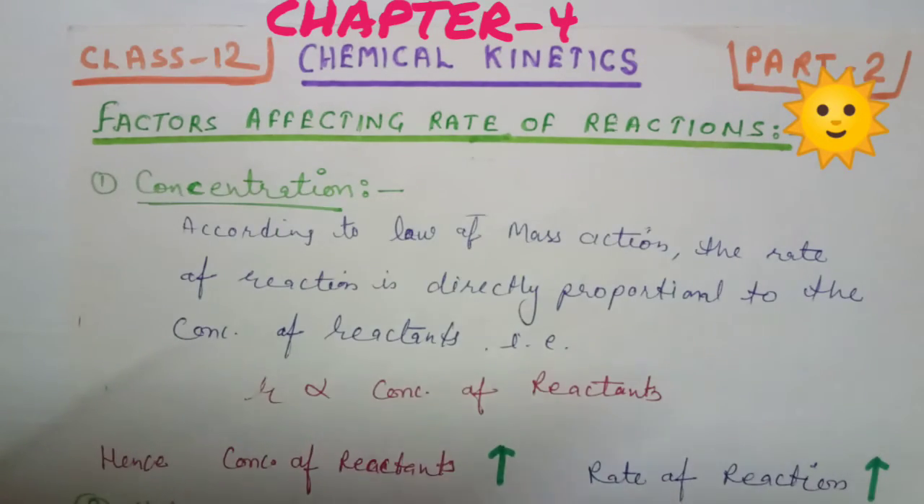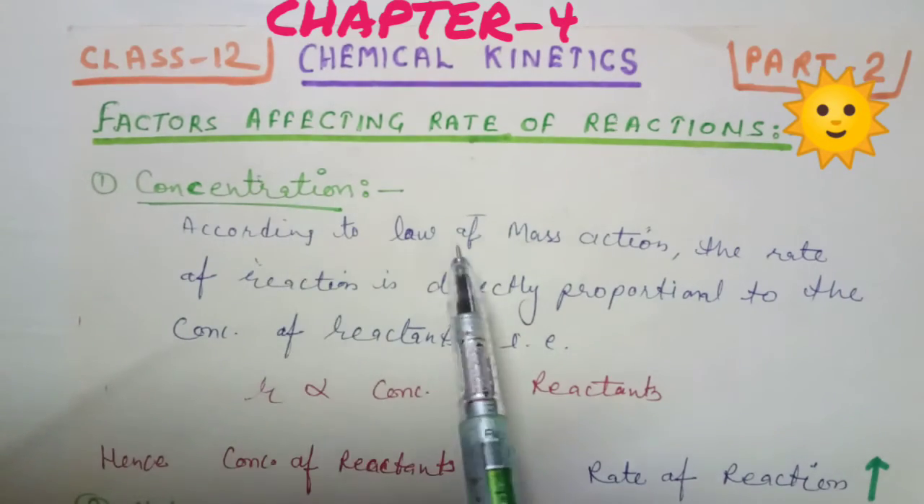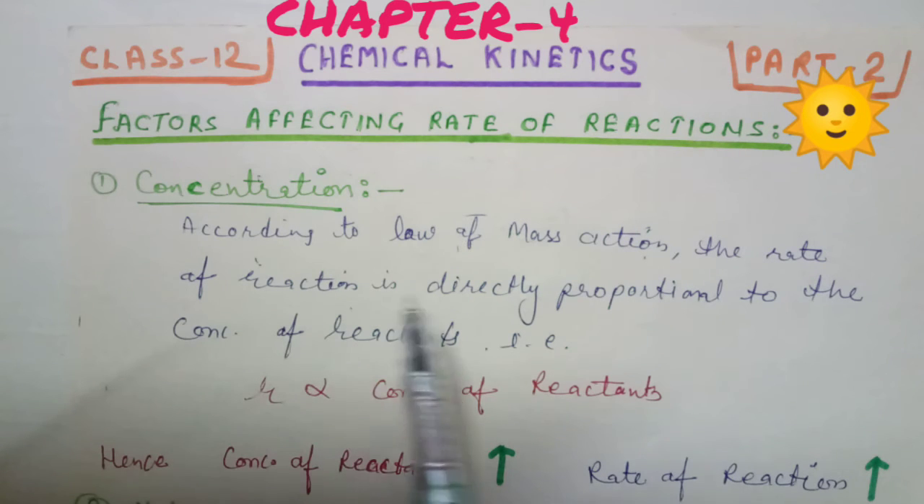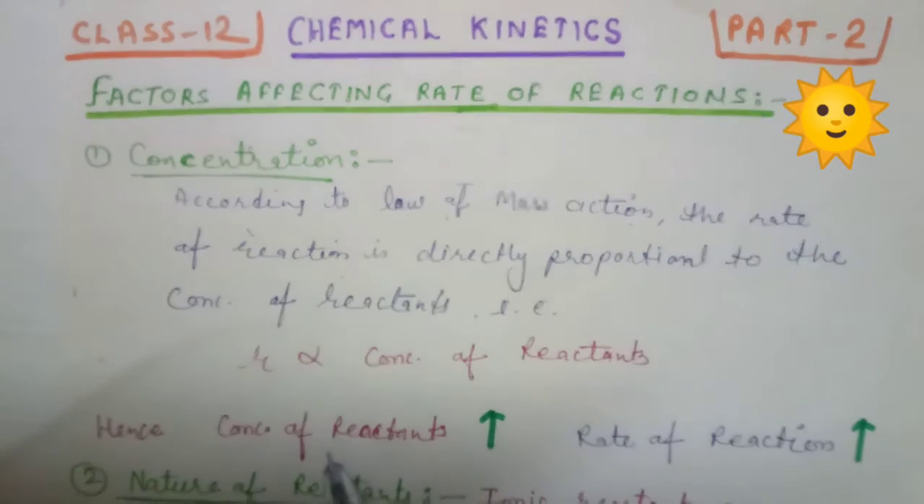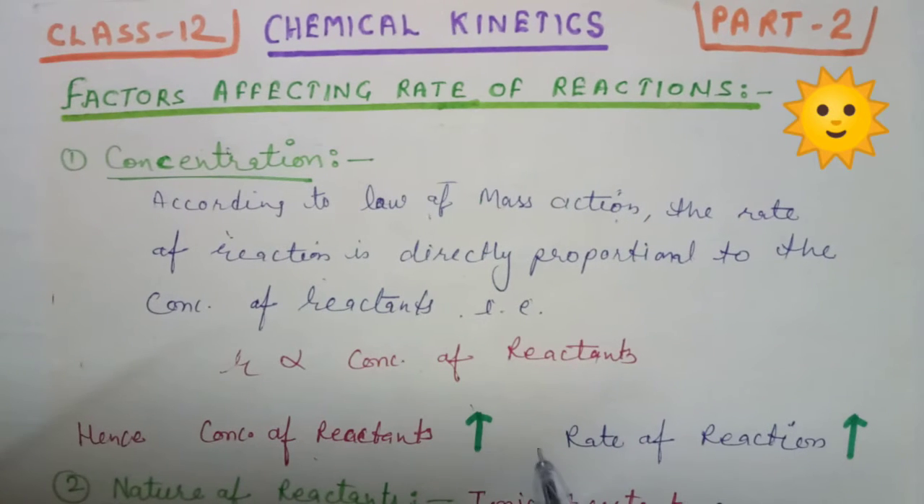Is that clear? According to the law of mass action, the rate of reaction is directly proportional to the concentration of the reactants. That is, R is directly proportional to the concentration of the reactants. Hence, if the concentration of reactant is high, then the rate of reaction will also be high. Clear? The first point is clear.